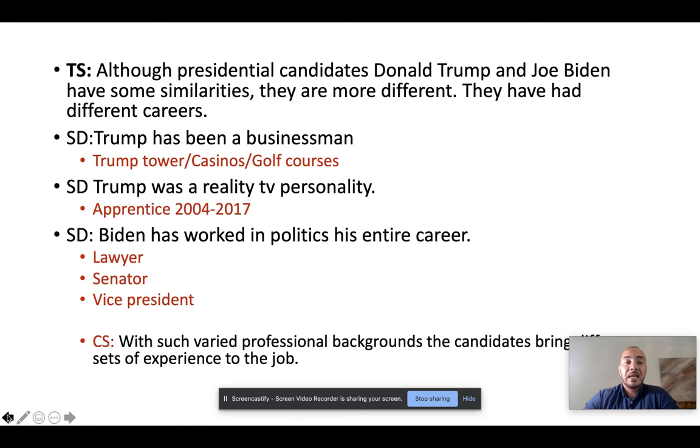So I think that we can become even more specific in drilling down and providing some accurate, contrasting, minor supporting details. And so I'm going to start first by just taking a look at our outline. And instead of just saying that Trump is a businessman, I think we can get a little more specific and say what kind of businessman he was. Instead of just saying he was a reality TV personality, I think we can get a little more specific and talk a little bit more about the show, The Apprentice. And I think we can get a little more specific about Joe Biden's career as well. And we're gonna start there.